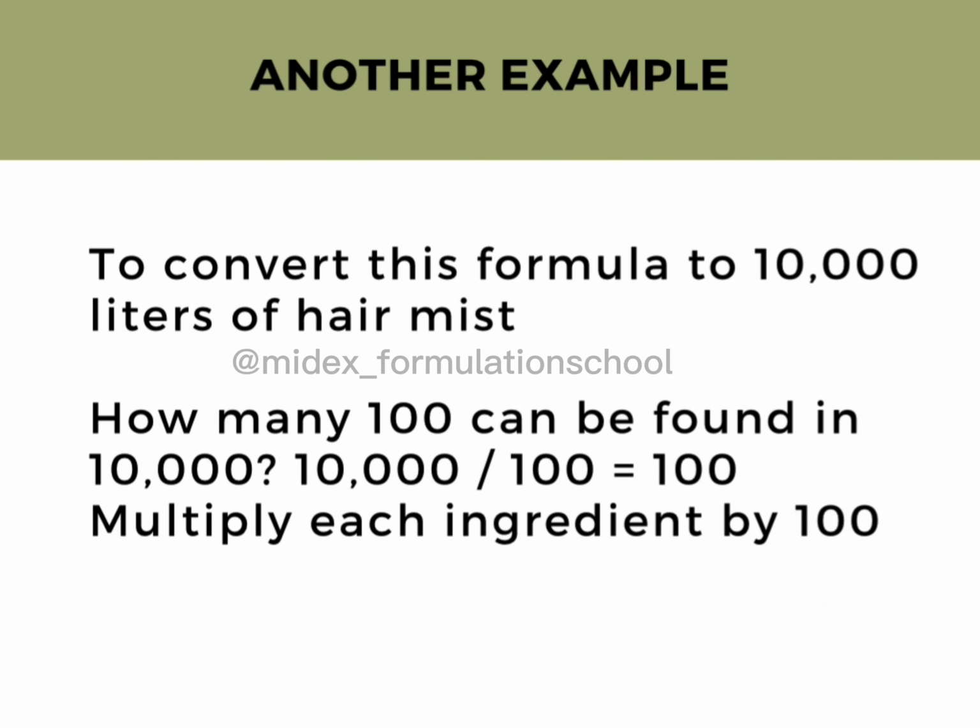Okay, let us convert this MS formula to 10,000 liters of mist. We just did grams, finish. Now, once it's 10,000 liters, it is the same thing. How many 100 can be found in 10,000? So you just say 10,000 divided by 100. Or if someone gives you 100 naira and asks how many 100 naira will make 10,000 naira, what will you do? You do 10,000 naira divided by 100. That is what you are going to do.